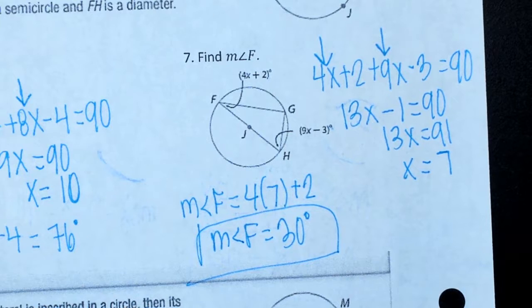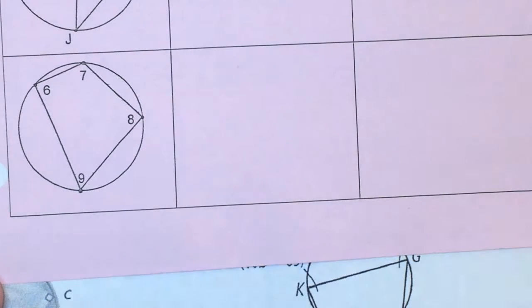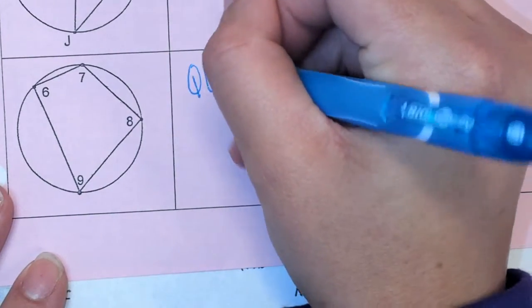One more scenario. Ready? Okay. So no longer is a triangle inside a circle. What's inside the circle? A quadrilateral is inside the circle. So go to your pink sheet. Quadrilateral.